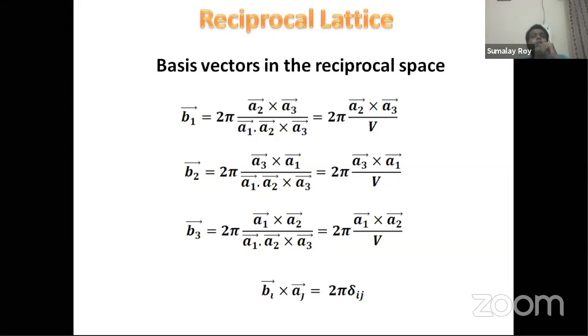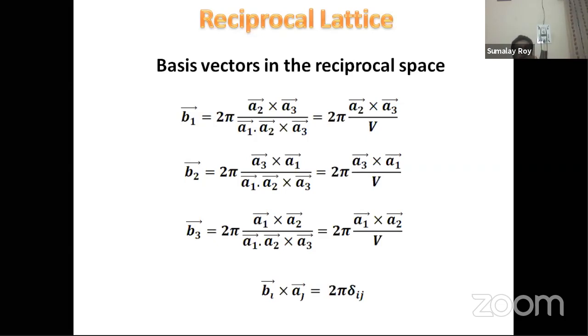Now about the reciprocal lattice, I have started with some conception of why you need a reciprocal lattice. But all these mathematical formulas are done in any book, so we can follow any of the books and find out what is happening. These are very common things. The basis vectors in the reciprocal space, b1, b2, b3, come from this cyclic formula of a1, a2, a3.